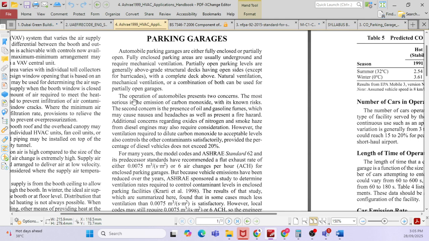You can see that the operation of automobiles presents two concerns. The most serious is the emission of carbon monoxide, with its known risk. If you read the CO parking garage guideline, you know what the impact is on human beings if the CO level goes high. I will share this guideline so you can go through it and get that idea. The second concern is the presence of oil and gasoline fumes, because fuel carries oil and gasoline, which may cause nausea and headache, and also present a fire hazard.